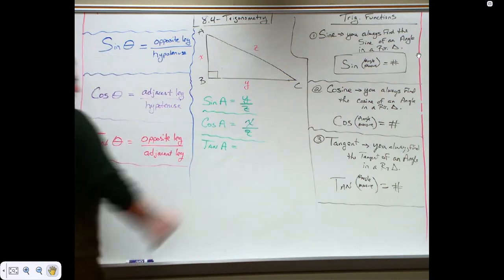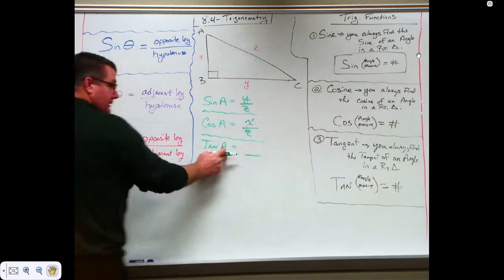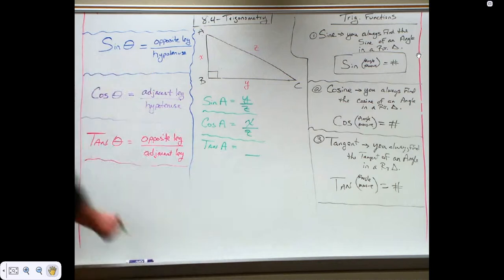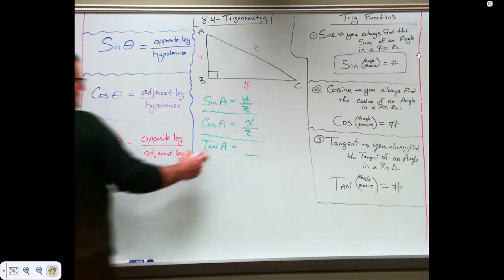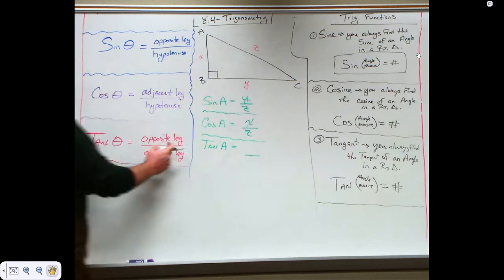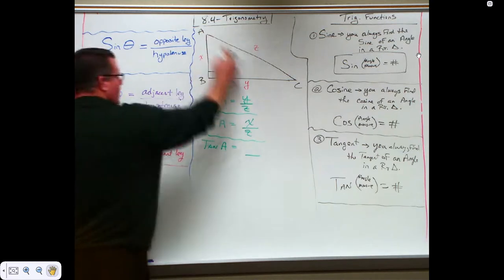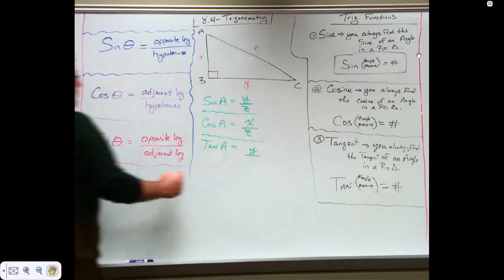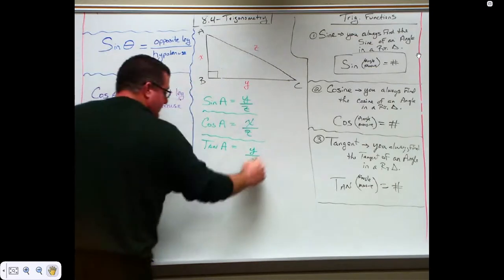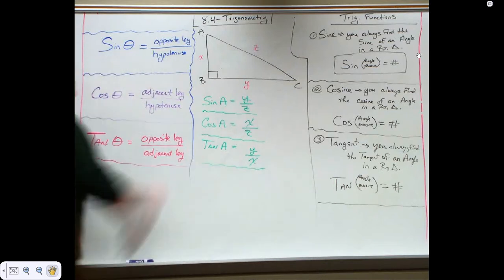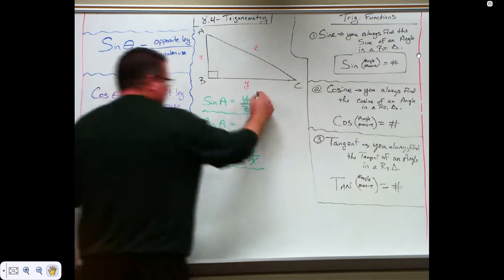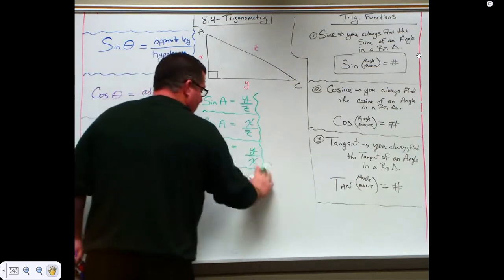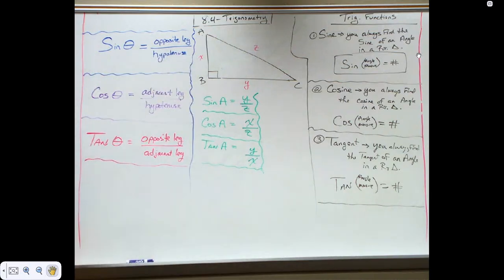How about tangent? Tangent of what? A. And it's important: you always find a tangent of an angle, so everything is always with respect to that angle. Well, according to A, what is tangent? Opposite over what? Y over what? X. Adjacent, which is X. Is that hard? No, not at all. And these are some of the easier problems.